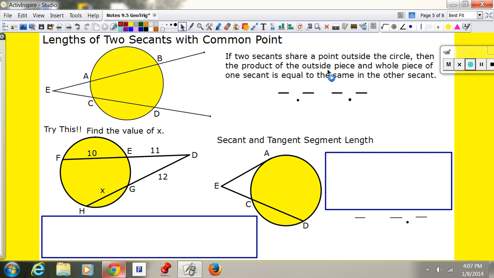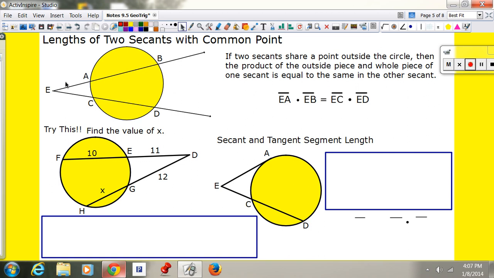The product of the outside piece and the whole piece of one secant is equal to the same in the other. Now, it'll make a lot more sense, and I would read it over, try to understand it before you look at the equation, but if you can't, here's the equation, this will make more sense.